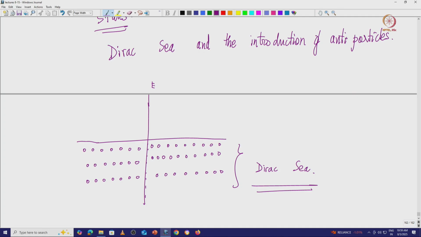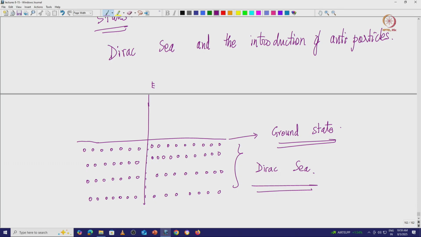This is your lowest energy state, the ground state of a quantum mechanical system, and the negative energy states are below the ground state, so they are all filled up. They are all occupied, completely filled up in nature. And these are all electrons. Let's imagine that these are all electrons.